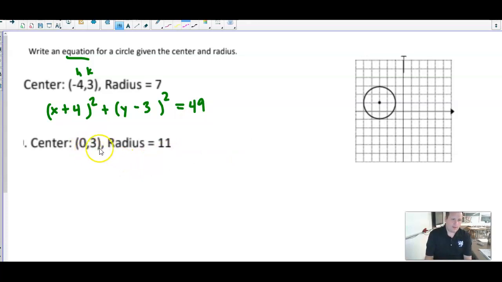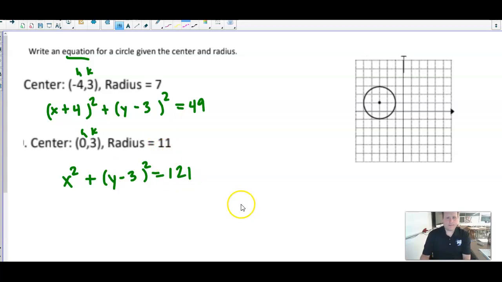If I look at this next one, this is going to be 0 and 3. So there's my h and there's my k. This is going to be just x squared. I don't need the parentheses if it's just 0. And then plus (y minus 3) squared. Don't forget the squares, you've got to have those there. And then this is r squared: 11 squared is 121 in my equation for that one.